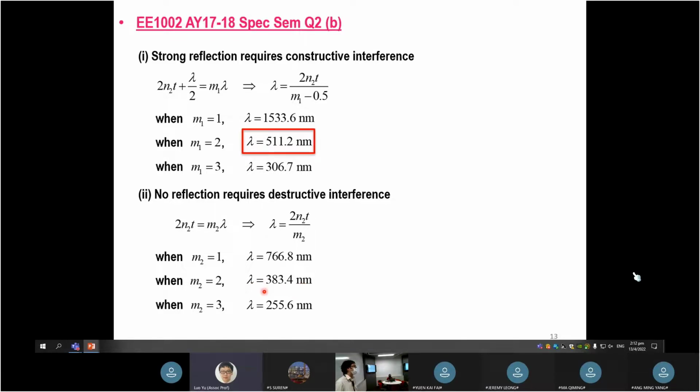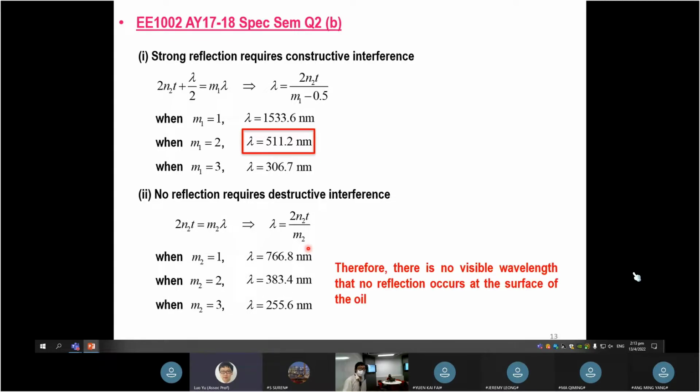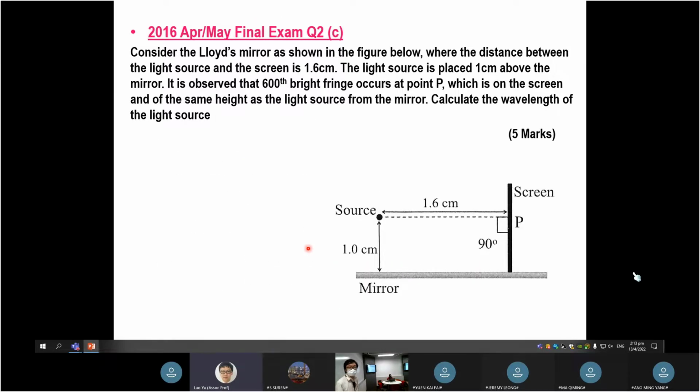So which means in this case, we cannot have any wavelengths in the visible spectrum satisfy this equation, because we would need an integer that is between 1 and 2, which is of course impossible. So in this case, we should comment there is no visible wavelength that will lead to low reflection. Okay? Any question? Any question here? So if no question, then let's continue.